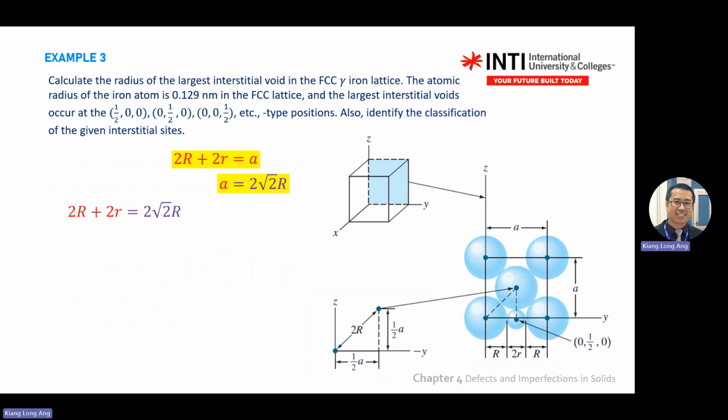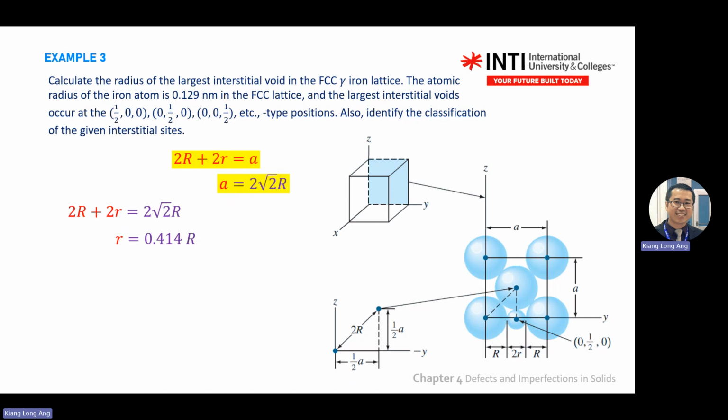Next, you further arrange the equation. Just now, you linked with the alien atoms, 2R plus 2 small r equal to A, equal to 2 square root of 2R. Then your small r will be 0.414R. What does it mean? This small alien atom radius can only be 41% of your host radius. Make sense, huh?